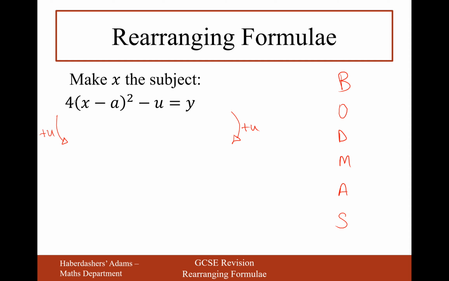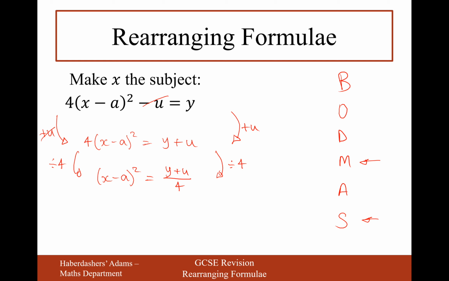So what will I be left with? Well, on the left hand side it will be 4 brackets x minus a squared minus u plus u. So these two things here will cancel out. So I'll be left with 4(x minus a) squared equals y plus u. Then I'll have to divide by 4 because I need to undo the multiply next. So I'm going up the order of BODMAS here. So divide by 4. So that will give me (x minus a) squared equals y plus u divided by 4.